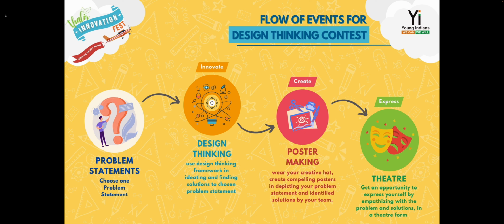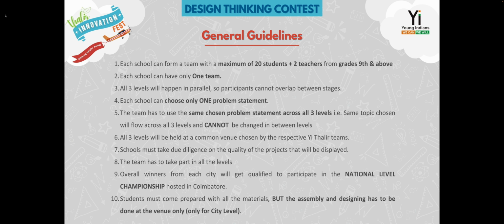We'll go through the specific details on how this flow of events works and what the rules and regulations are for each level. So the general guidelines are self-explanatory, but I'll quickly walk through. Each school can form a team with a maximum of 20 students plus 2 teachers, and the grade should be 9th and above. And each school can have only one team. All 3 levels will happen in parallel, which is your Innovate, Express and your poster. So the participants cannot overlap.